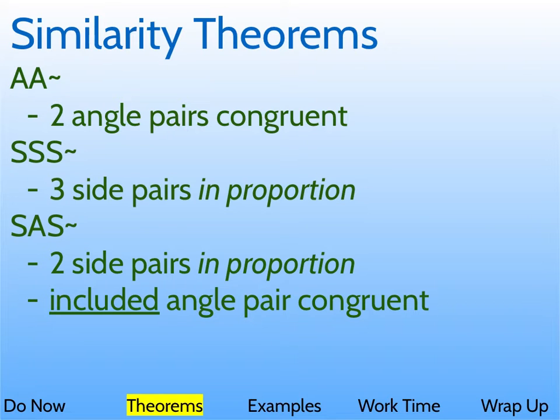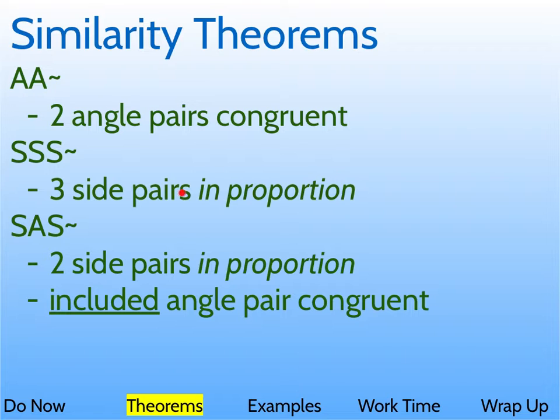So just a quick review of the similarity theorems. First off, we have angle-angle, where you have two angle pairs congruent. That's one way to prove triangles similar. Side-side-side is where you have three side pairs that are in proportion. Another way to prove them similar.